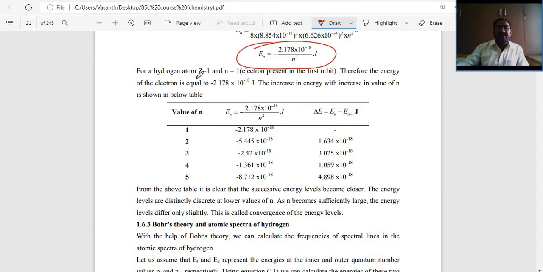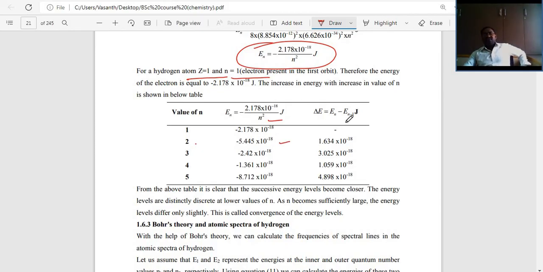For hydrogen atom, Z is equal to 1 and n is equal to 1. Therefore, the energy of the electron is equal to minus 2.178 into 10 to the power of minus 18 Joule. Here these are all the n values. We are going to substitute here. If n is equal to 1, we are getting this data. If n is equal to 2, 2 square means 4.